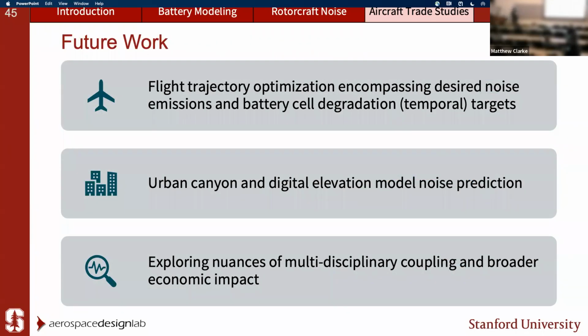So the future work is as follows. We want to first do some flight trajectory optimization. Now we have a model for predicting aircraft performance. Can we optimize the flight trajectory not only for noise, but also for battery cell degradation, right? And that's taking in those temporal effects. And then can we also do urban canyon and digital elevation noise? Essentially, can we model the noise over any given elevation? And then last but not least, exploring multidisciplinary coupling between the two, using medium to higher fidelity methods. So that's something that we want to do.